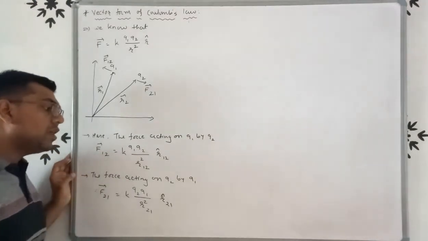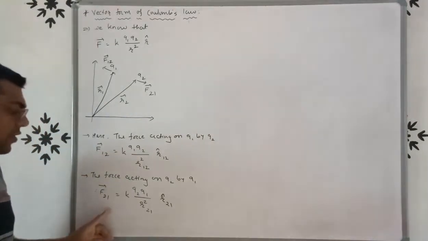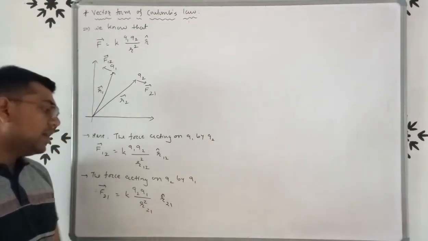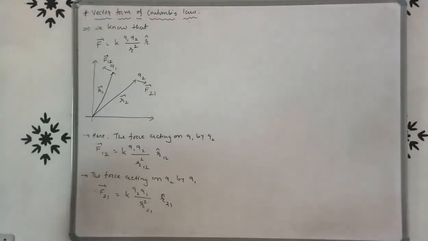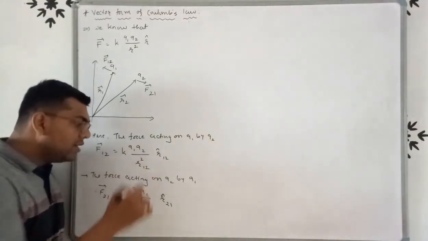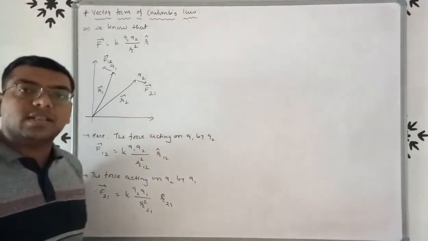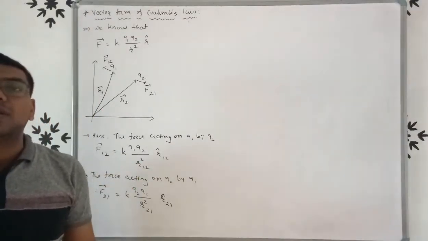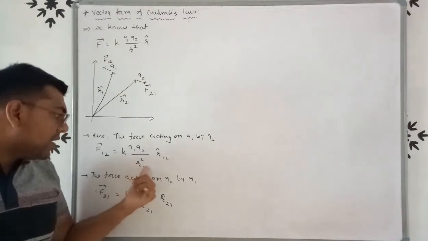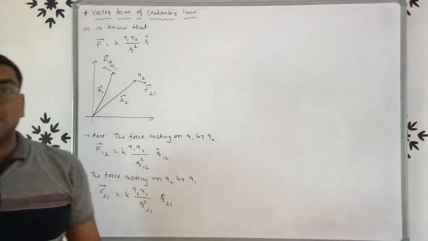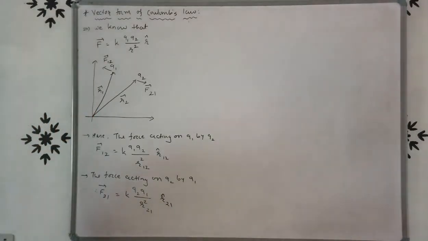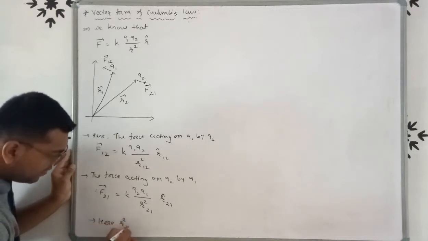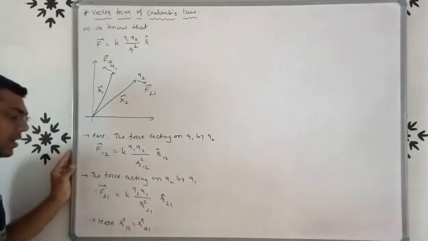Then the force acting on q2 by q1, so F21 vector, is K q2 q1 upon R square 21 into R cap 21. Right. Now see here, R square 12, or we can say R square 21, the distance is the same, right? If we square it, the answer of R square 12 and R square 21 is the same, because we take the magnitude of it.